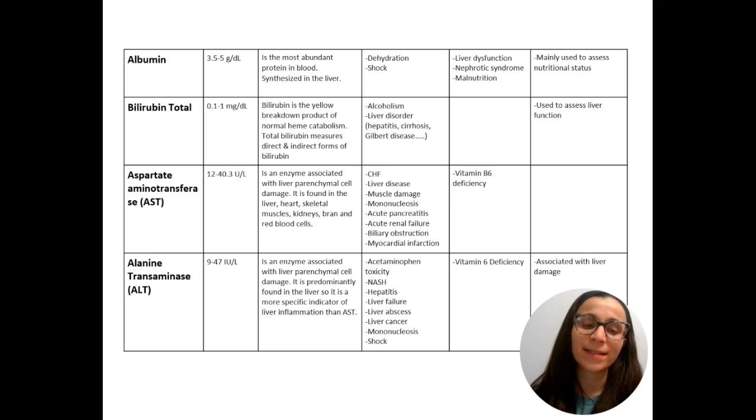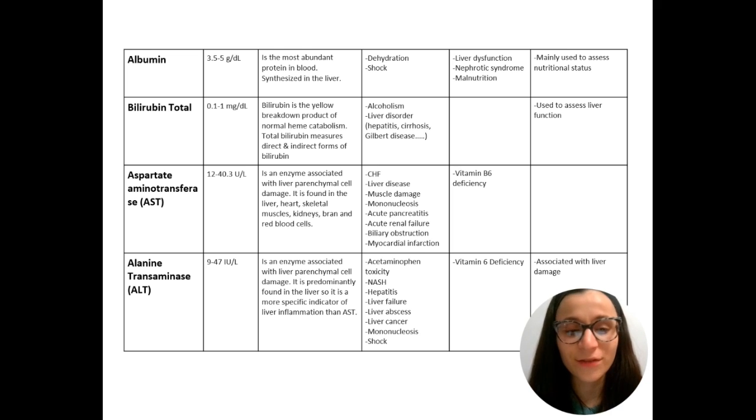Next we go on to AST and ALT. AST is aspartate aminotransferase, and ALT is alanine transaminase. AST's normal range is 12 to 40. AST is an enzyme associated with liver cell damage. It's found in the liver, the heart, the skeletal muscle, kidney, brain, and red blood cells.